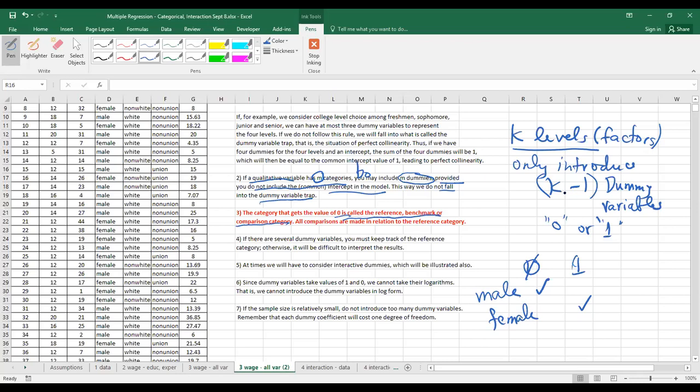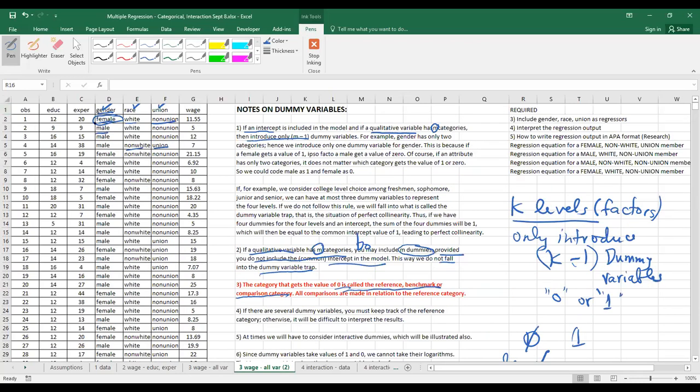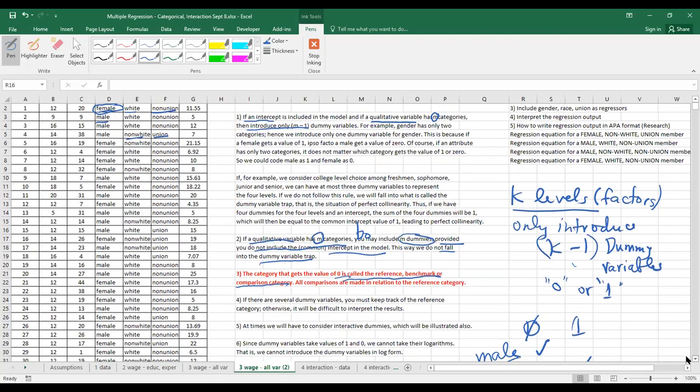Sino ba, may rule ba kung sino pipiliin? It doesn't matter, guys. Magkakatalo na lang yan sa interpretation. It doesn't matter kung ang gawin nating benchmark is si female or si male. Yung mga softwares usually, guys, kung sino yung nakikita nilang unang nag-a-appear, yun ang ginagawa nilang benchmark. So si female yung ginagawa nilang 0. Okay? So, what else here?